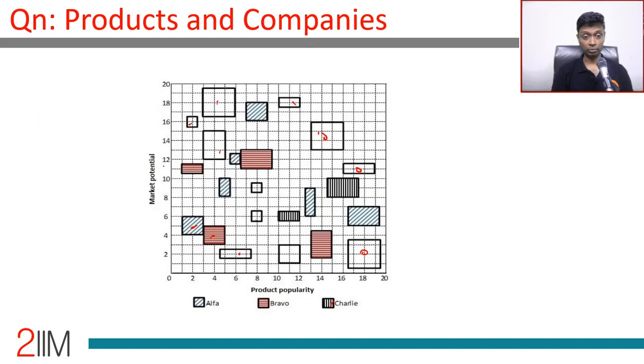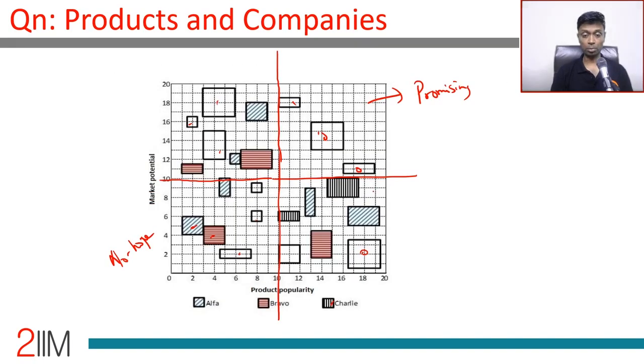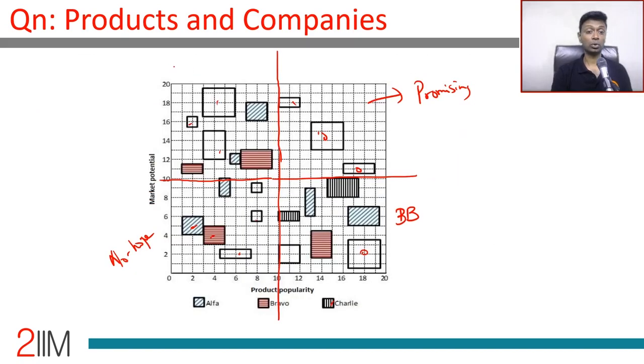So effectively we are being told that at 10, if you draw a line like this, and at 10, if you draw a line like this, we're breaking this up into 4 quadrants. This is promising. This is no hope. And then we have a blockbuster, where if market potential is lesser but product popularity is high, so this will be blockbuster. And this side will be, I don't know what it is called, that'll be doubtful. But the potential is there for the market, but we don't have a popular enough product. Right? Wonderful. So we're breaking it into 4 quadrants.